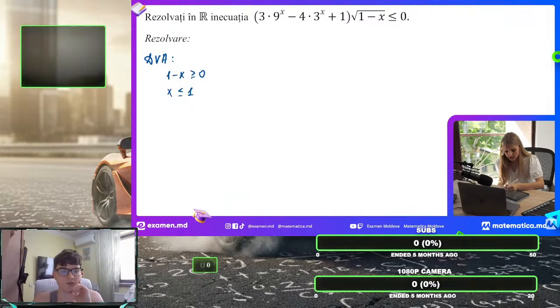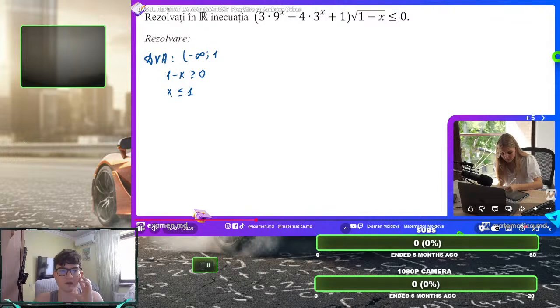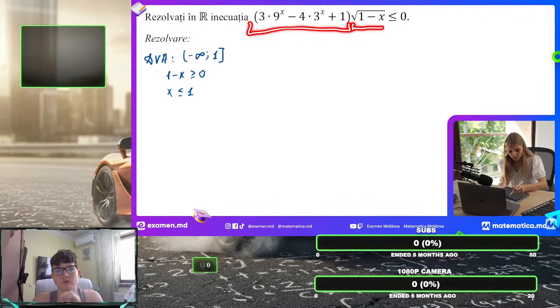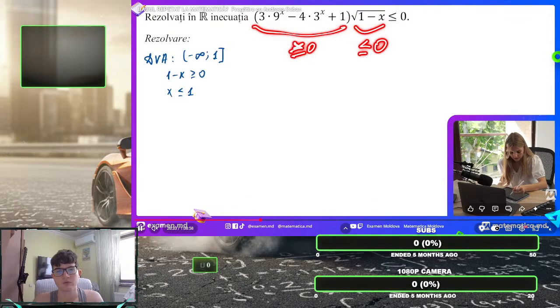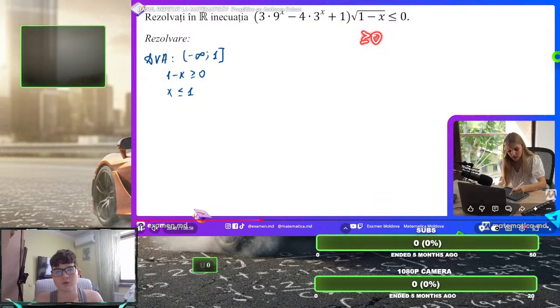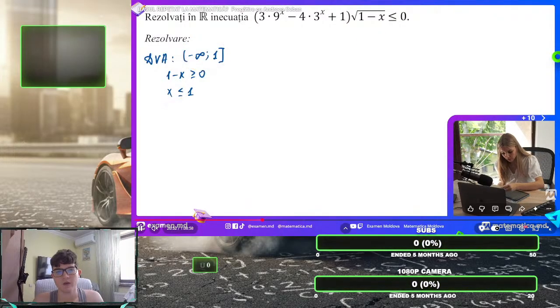We just switched the sign and we have received this. X has to be smaller or equal to 1, so it's going to be from minus infinity till 1 with a parenthesis like that. Non-regular parenthesis for 1. Okay, now what? Some DVA values explained, I guess, right there.